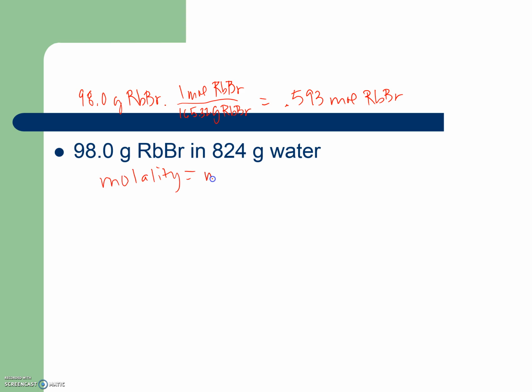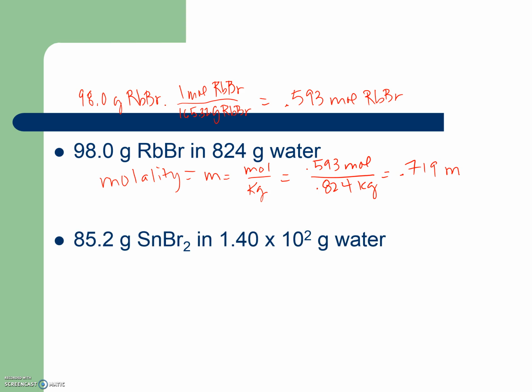Molality, which is my lowercase m, is equal to moles per kilogram of solvent. So my moles is easy. That's 0.593 moles. Now, I have grams of water. That's not useful, but if I divide by 1,000, I get 0.824 kilograms. And so my final answer ends up being 0.719. And again, just like I could use the capital M for molarity, I can use the lowercase m for molality.